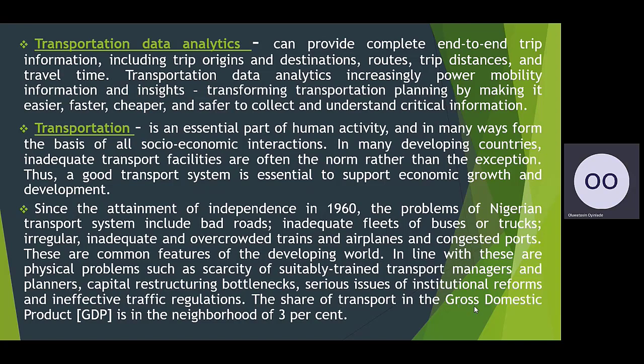So I said the share of transport in gross domestic product, the GDP, in Nigeria is just about 3%. So meaning that there is not much attention given to the transport industry. And it's a very key aspect that government needs to look at, from the local government to the state government to federal, to whatever situation it may be, even within our vicinity.